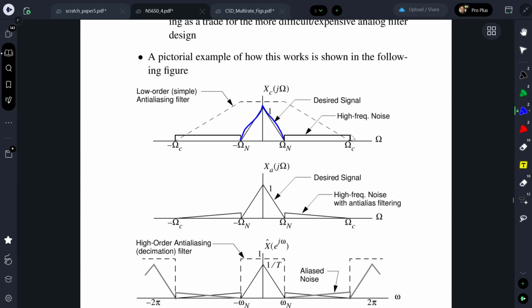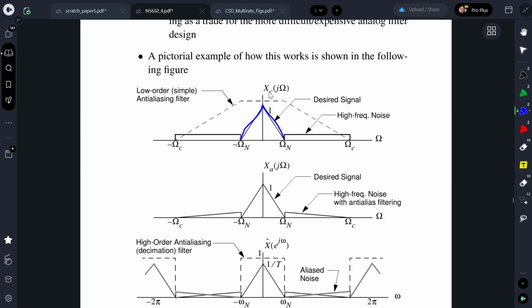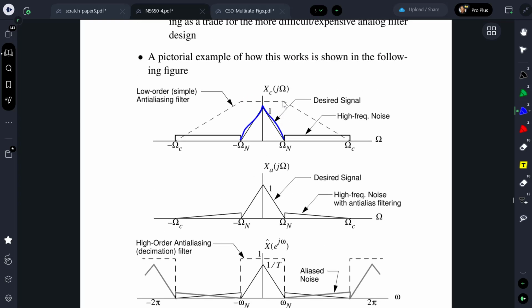So what you do is you come in with your anti-aliasing filter to be flat, not really trying to do anything right up against this omega sub N. Instead, you have it start to roll off gradually down to some cutoff frequency. And this is the signal that's going to be oversampled. So your anti-aliasing filter provides some attenuation of the high-frequency noise and unwanted signal.